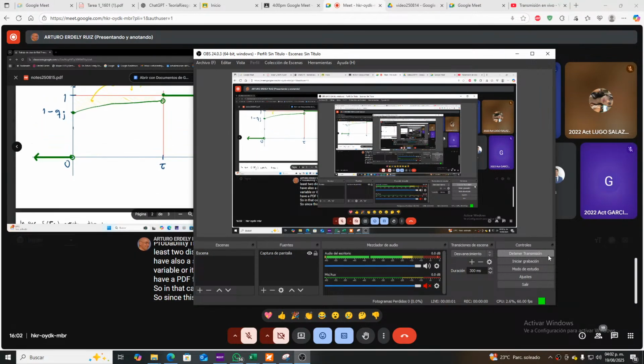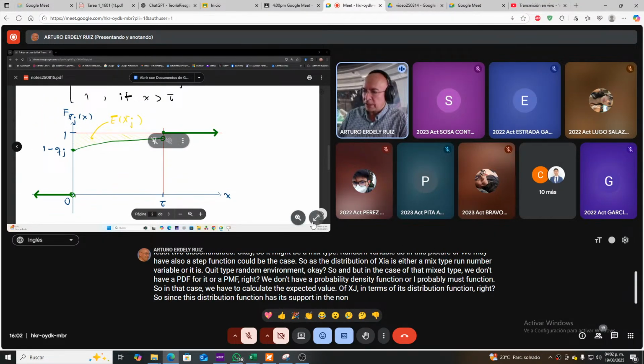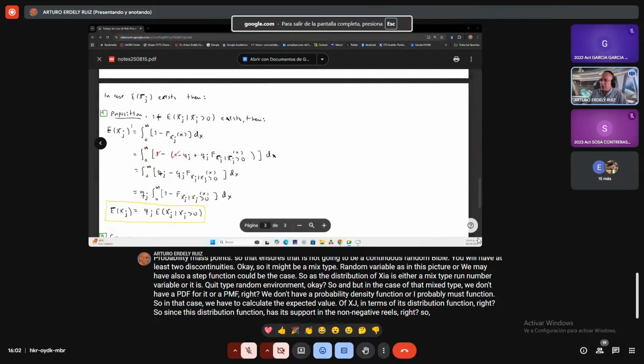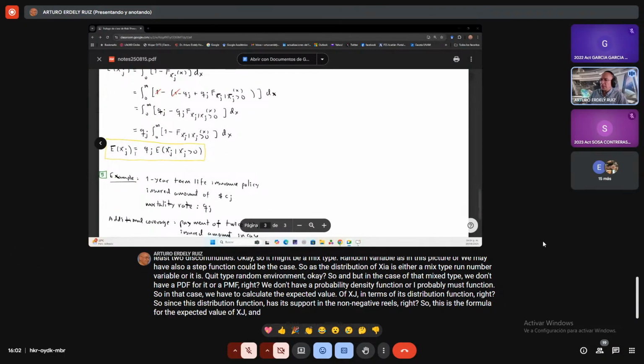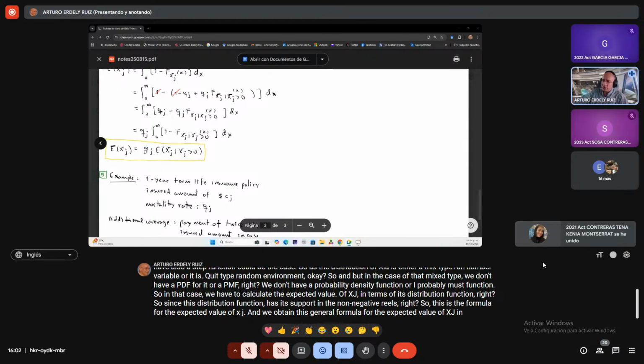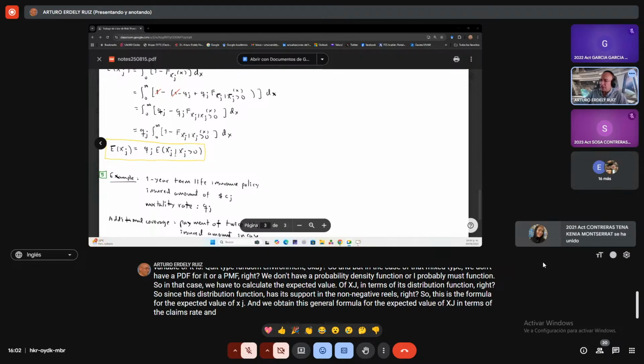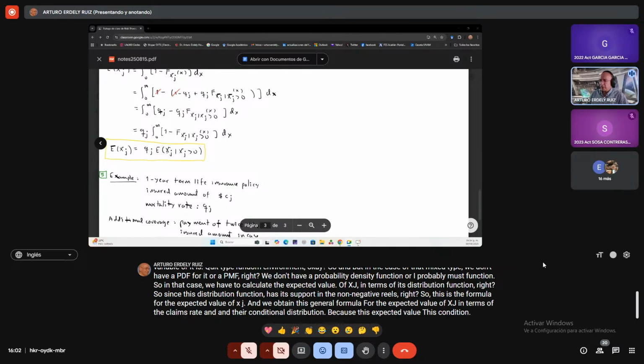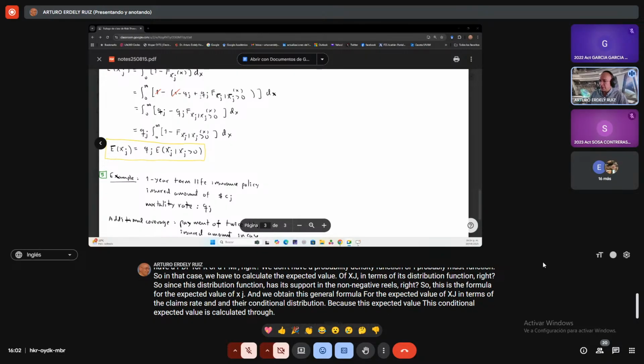Support in the non-negative reals, right? So this is the formula for the expected value of xj, and we obtain this general formula for the expected value of xj in terms of the claims rate and the conditional distribution, because this conditional expected value is calculated through this conditional distribution function.